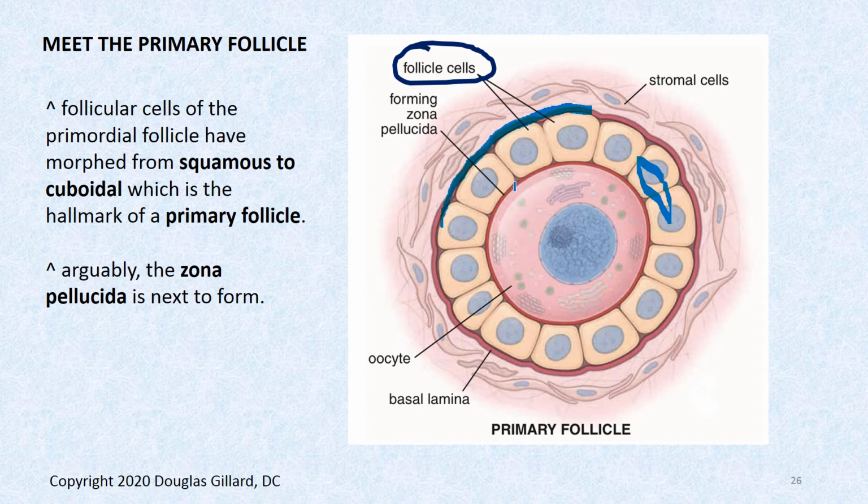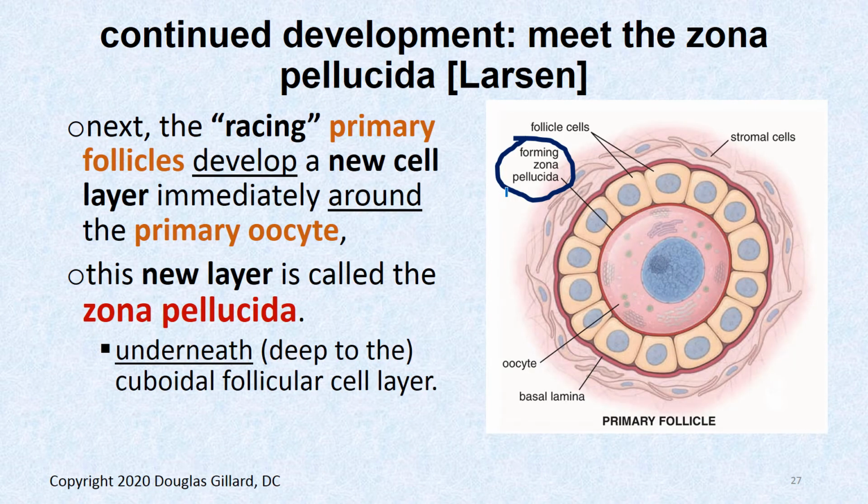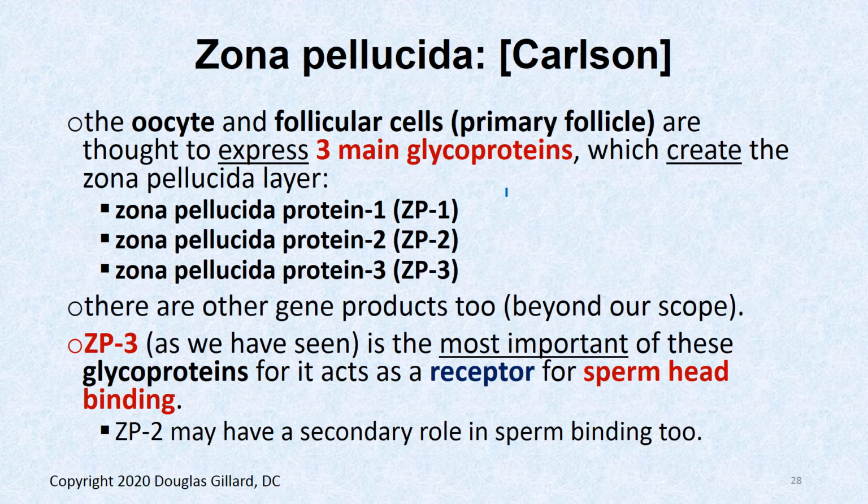We're going to grow something really important we talked about last week, didn't we? The zona pellucida. We talked about that last week, right? We're going to grow that thing next. So let's meet it. Let's do it. So the racing primary follicle, primary growing follicle, now develops a new layer to separate it from those cuboidal cells, and that's called the zona pellucida. Simple as that. We'll leave it at that.